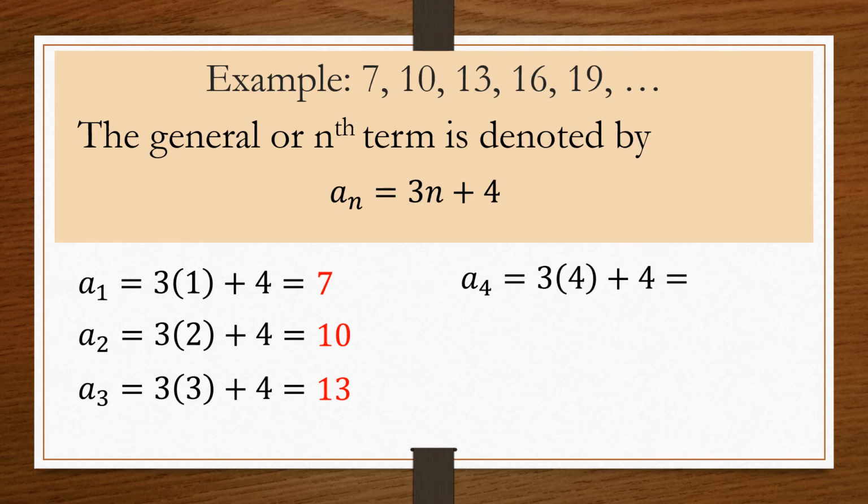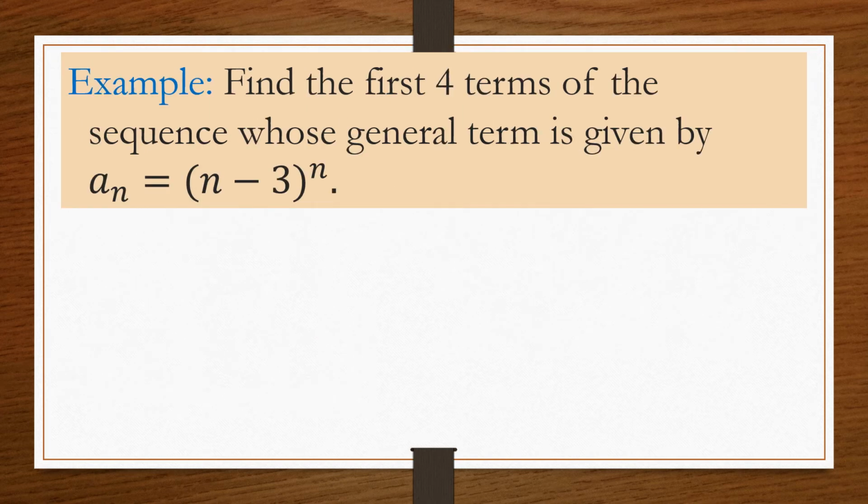For the fourth term, a sub 4 equals 3 times 4 plus 4. So we have 12 plus 4, which is 16. And for the fifth term, we have a sub 5 equals 3 times 5 plus 4, which is 15 plus 4. That's why we have 19. So it means that the general term that we obtain yields the correct sequence.